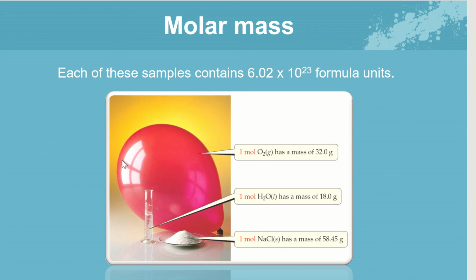Each of these is a different state: gas, liquid, and solid, as we see in brackets here. They all contain the same amount, Avogadro's number, because they each represent 1 mole.